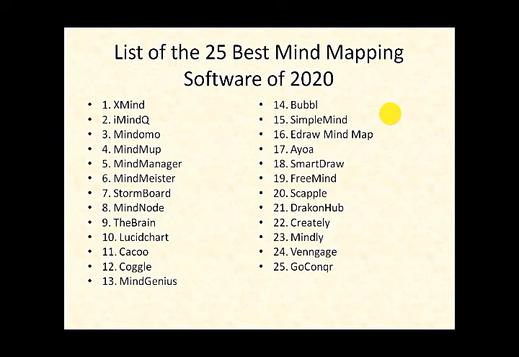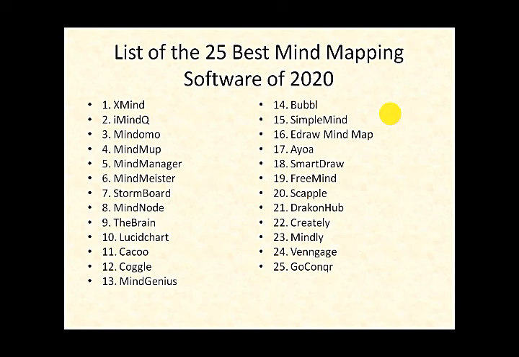Here is a list of the 20 best mind mapping software of 2020-25. iMindMap, iMindQ, Mind Domino, MindMeister, MindManager. Already I have seen this MindManager software, and I already use this one. MindManager, MindMeister, Storm Board, MindNode, TheBrain, Lucidchart, Coggle, Mind Genius, SimpleMind, EdrawMind, Mind Map, and others.